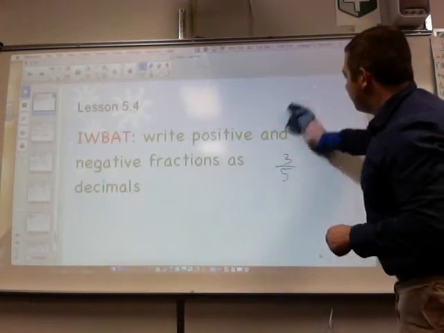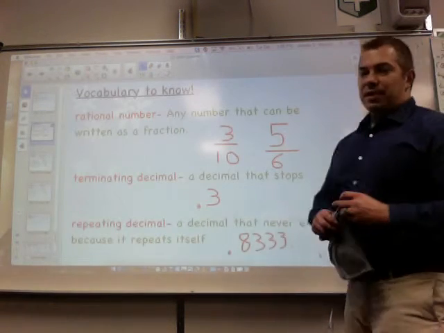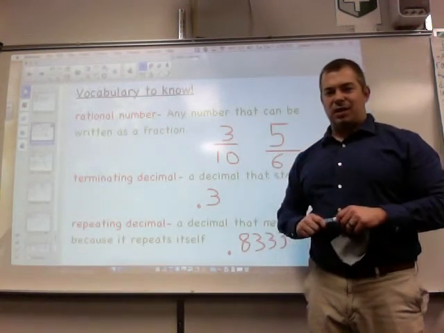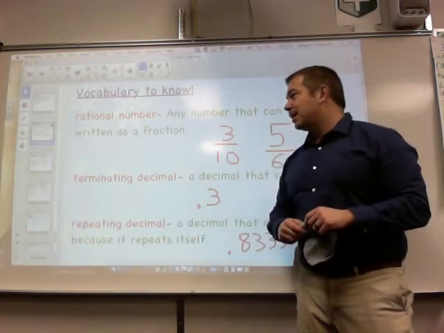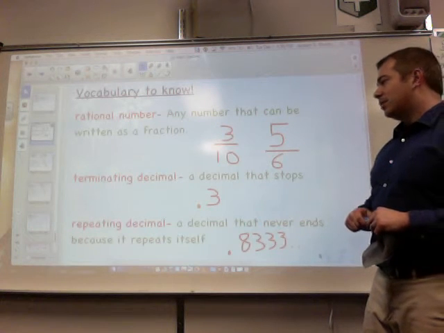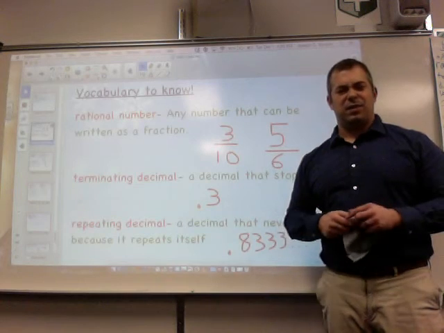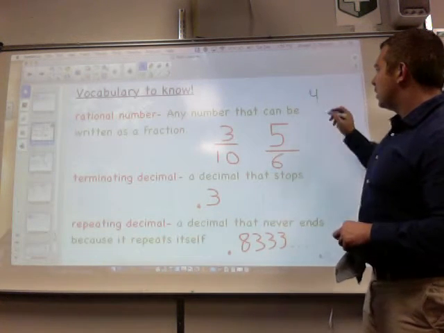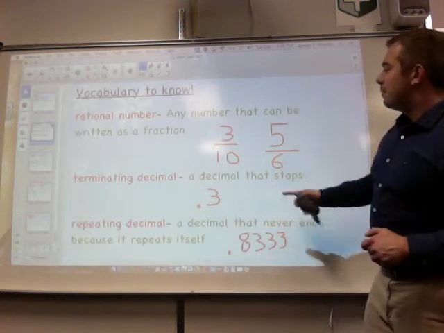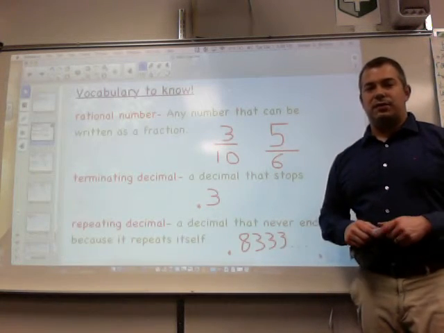All right, the Hartwell method is basically what we're doing today. But we need to know a little bit of vocabulary before we move on. Here's some vocabulary to know. We have to know about rational numbers, terminating decimal, and repeating decimal. First of all, a rational number is any number that could be written as a fraction. So the number 4 is not a rational number because, well, actually, no, sorry, it is. Yeah, because 4 can be written as a fraction. So here are two examples. 3/10 and 5/6 are both rational numbers because they're written as fractions.